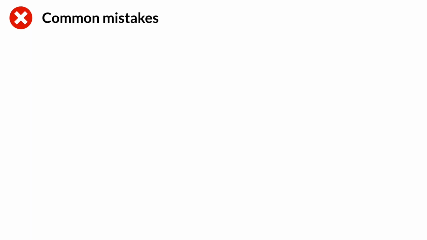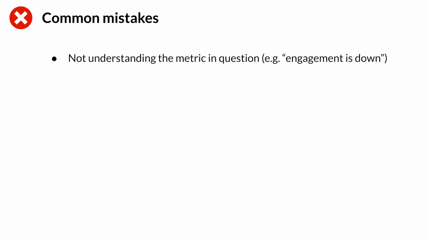Lastly, here are a few common mistakes that I often see people make. First is not fully understanding the metric. For example, engagement is down can mean a lot of things. It's important to clarify the definition and meaning of the metric. Turning the interview into a Q&A session, where the candidate asks one question at a time, for example, is this metric down everywhere or in a specific market? Waiting for an answer, then asking the next question.